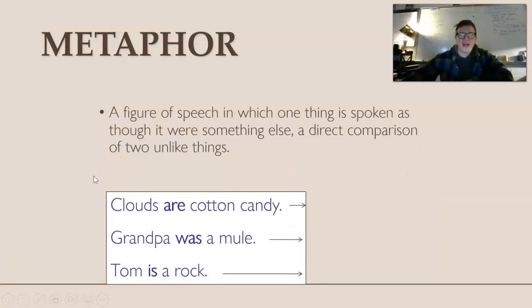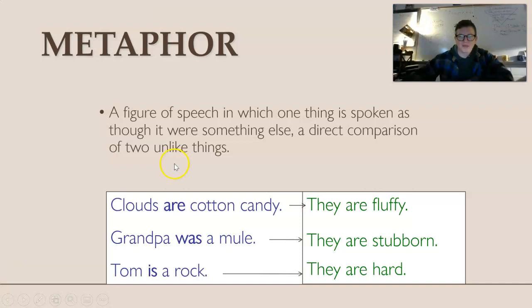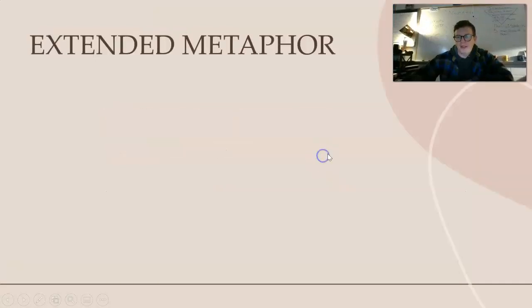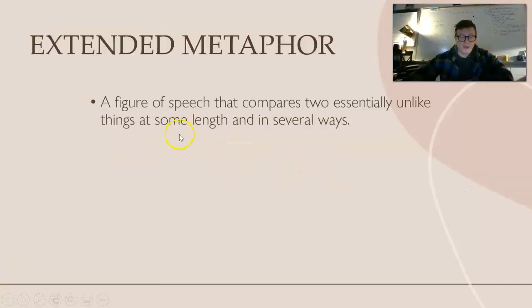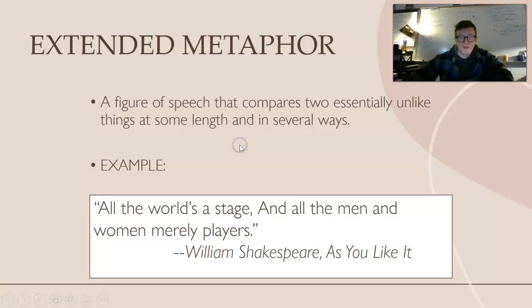Metaphor. When two things are being compared, but you don't use like or as directly. Clouds are cotton candy. Grandpa was a mule. Tom is a rock. Okay. Clouds literally are not cotton candy, but they are fluffy. Extended metaphor. I like this one. A figure of speech that compares two essentially unlike things at some length and in several ways.